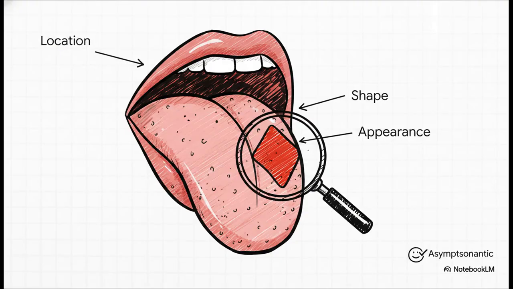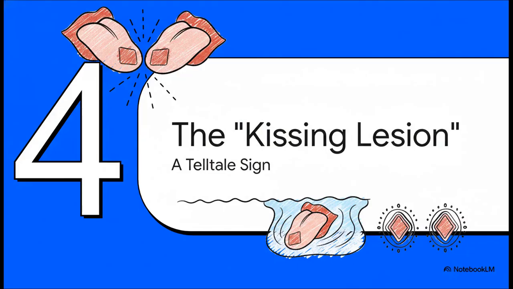And these are the classic signs, the dead giveaways. Location? Bang in the middle toward the back of the tongue. Appearance? That smooth, red, diamond-shaped patch. Texture? Totally bald, no little bumps. And here's the big one. Symptoms? Almost always, none. Zero. It doesn't hurt, it doesn't burn, it doesn't do anything. It's just there.